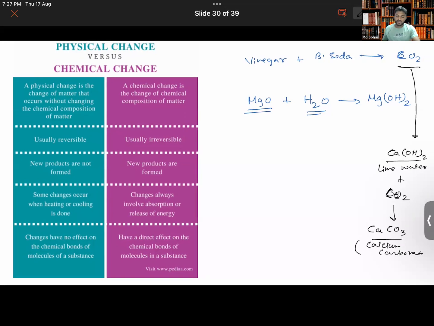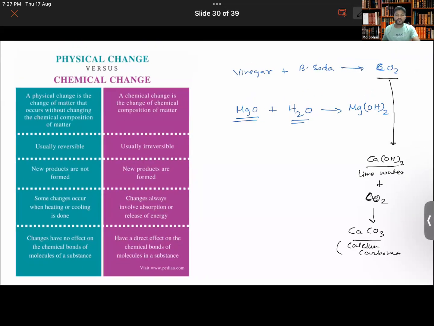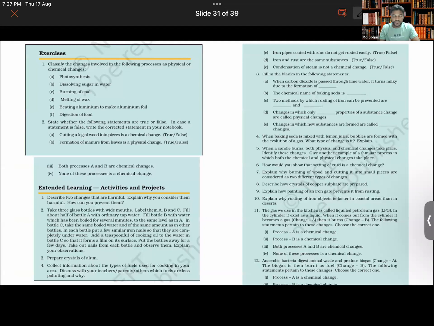Okay, good. And water as well, H2O. Exactly, water is also released. Good. Now let's come to the unanswered exercise. See if you guys have any question or any problem in any of the questions. In the first question, you have to classify whether they are physical or chemical change, right?